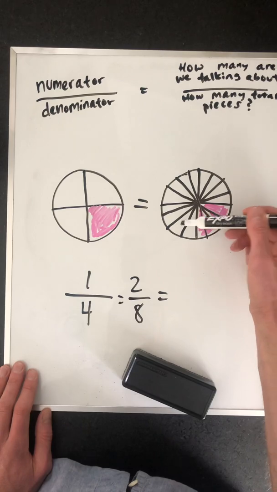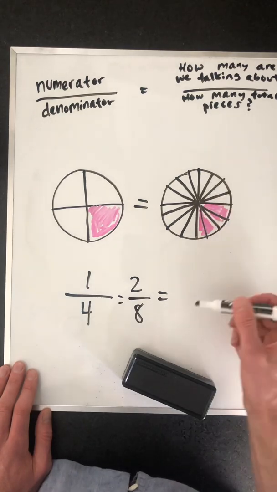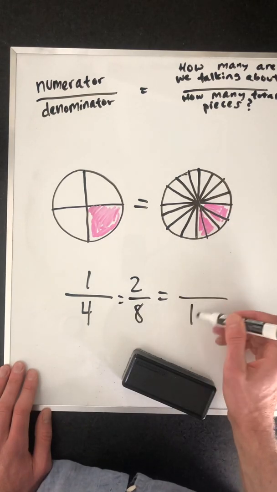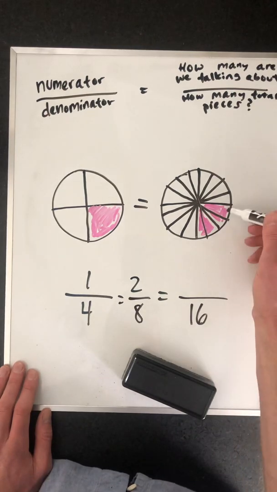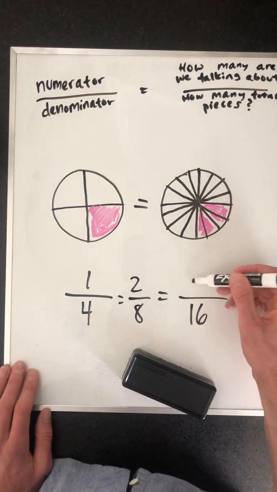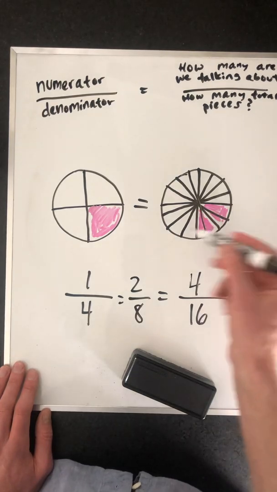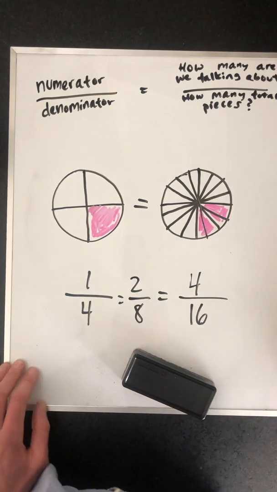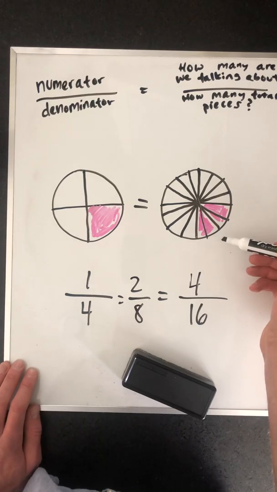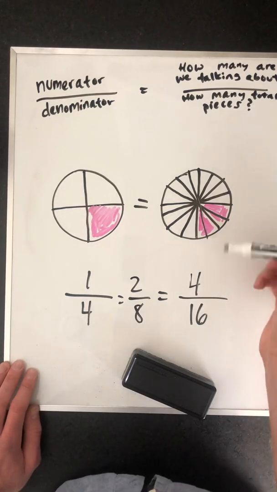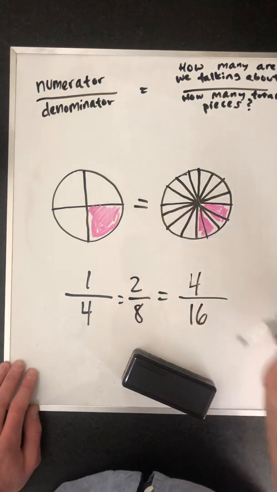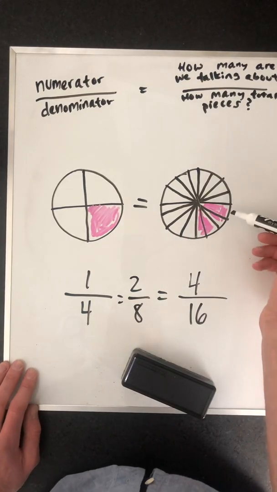1, 2, 3, 4, 5, 6, 7, 8, 9, 10, 11, 12, 13, 14, 15, 16. I have 16 pieces now. And how many pieces do I have shaded? 1, 2, 3, 4. So 4/16 is also the same thing. It just means the pieces are way smaller. They're tiny little 16ths, so I have to have 4 of them to have the same amount as 1/4. But it's the same amount of stuff.